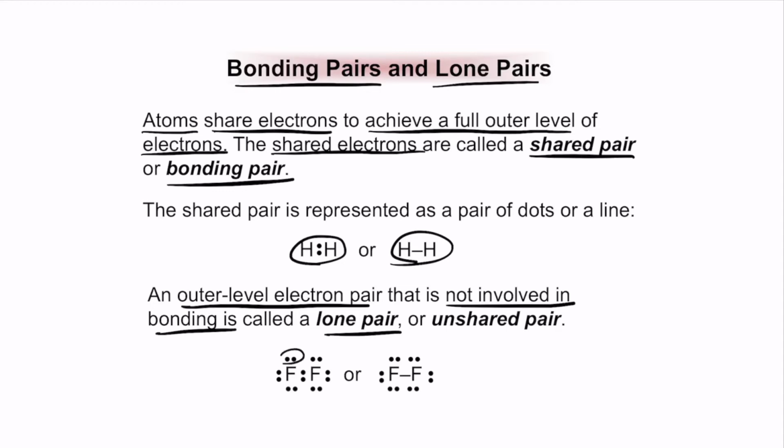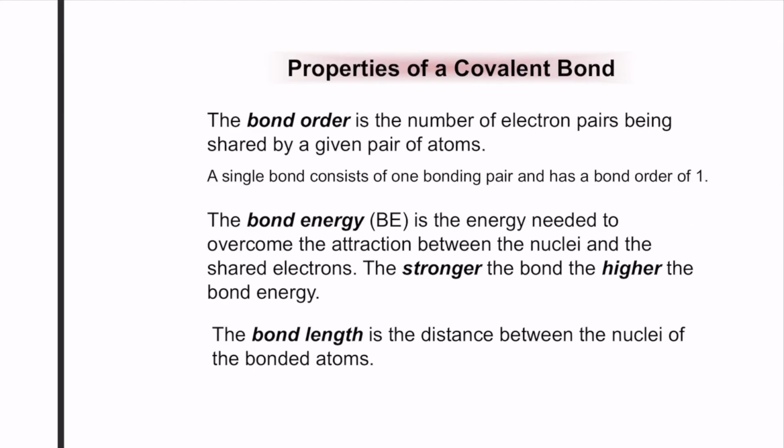For example, here, these are examples of lone pairs. These are all lone pairs, because notice that these are the electrons that are not involved in the sharing process. Only the electrons that are involved in the sharing process are called bonding pairs. Electrons that are not involved in the bonding process are called lone pairs.